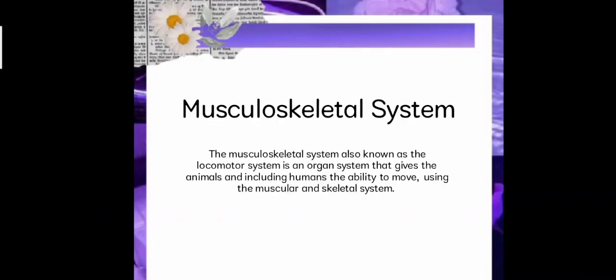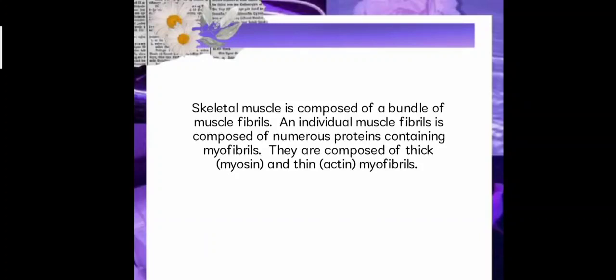Next is the musculoskeletal system. The musculoskeletal system, also known as the locomotor system, is an organ system that gives animals, including humans, the ability to move using the muscular and skeletal systems. Skeletal muscle is composed of a bundle of muscle fibrils. An individual muscle fibril is composed of numerous proteins containing myofibrils. They are composed of thick myosin and thin actin myofibrils.